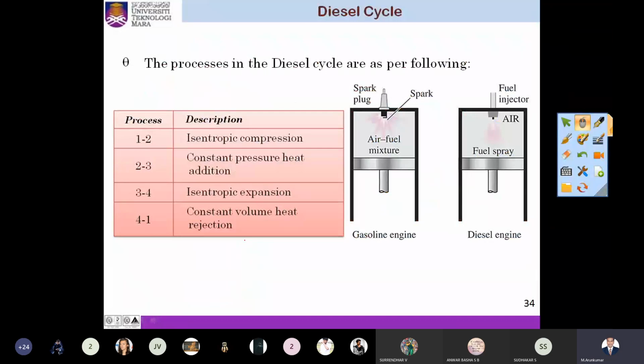Then we will see the diesel cycle. Actually, we have a lot of cycles: Otto cycle, diesel cycle, Brayton cycle are there. Fuel cycles are also there. So we will look at them one by one in the upcoming classes. So we can stop here.